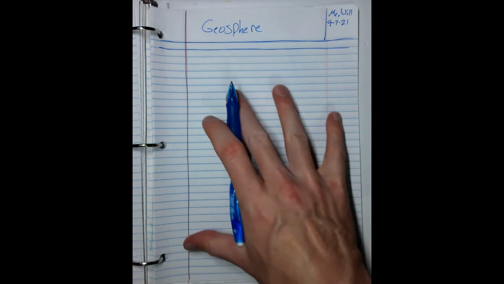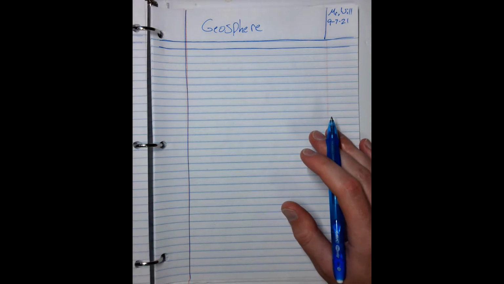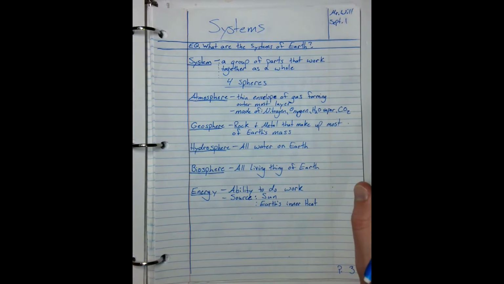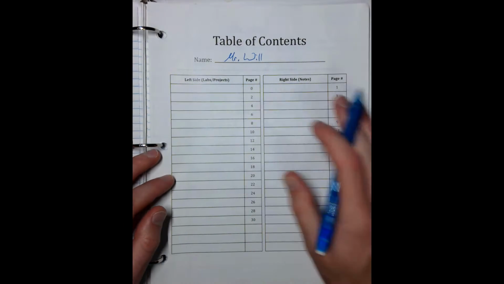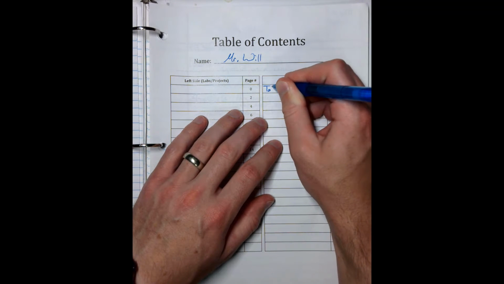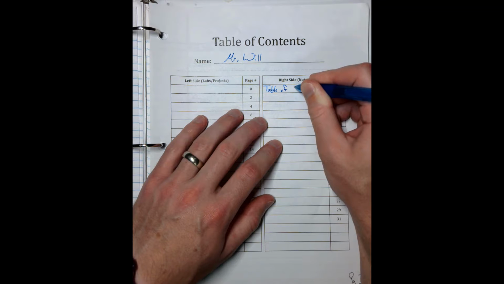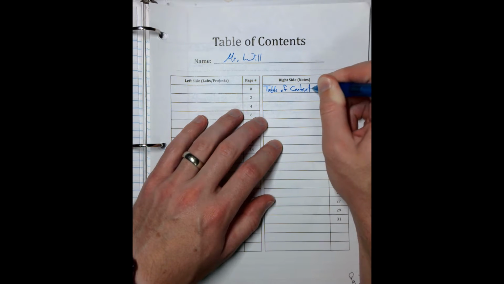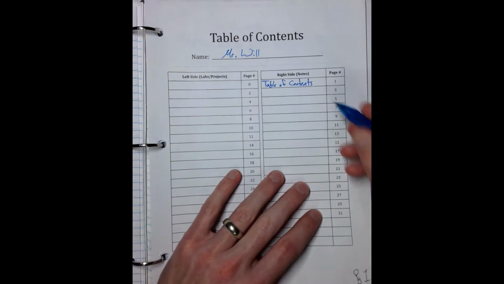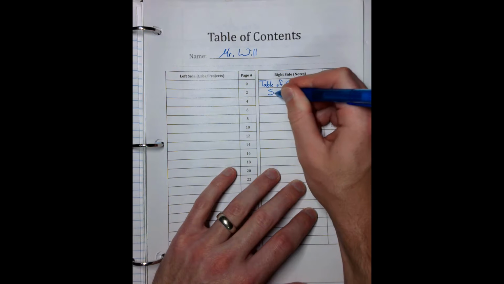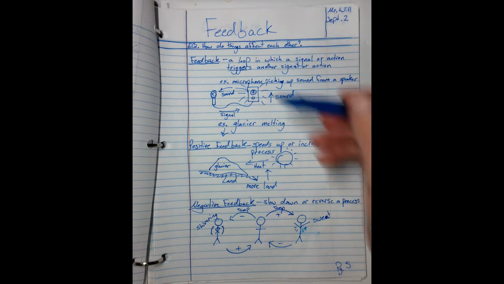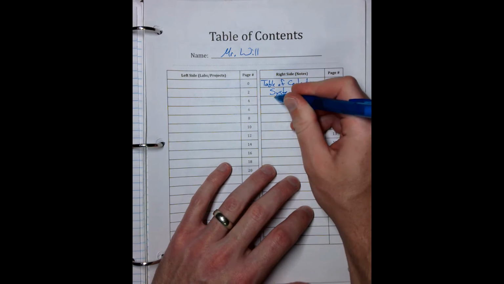Geosphere. It might be a good time actually to fill out our table of contents. So our last notes was about feedback. Before that it was systems. And so on our table of contents, our page 1, you should have written table of contents. Okay, so that was page 1 because this is page 1. Systems is on page 3, so I find page 3 and I'm going to write systems. And then on page 5, we have feedback.